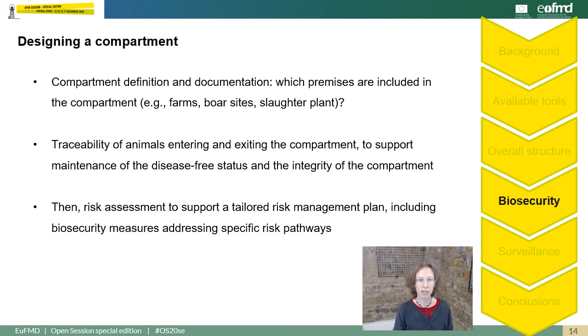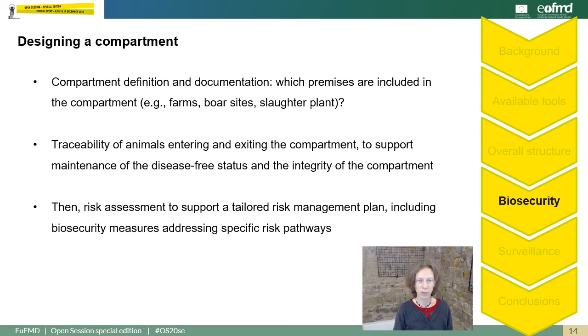The key component in designing a compartment is the definition of its boundaries, which are the premises under a common biosecurity system. Premises to consider are farms, but also boar sites, slaughter plants, and post-processing facilities. The definition will depend on the type of products that are exported. Is it live animal, genetic materials, or fresh pork, for example? The definition will also affect the requirements for traceability. The aim of this component is to support the claim of disease-free status by recording all entries and exits to demonstrate the integrity of the compartment population.